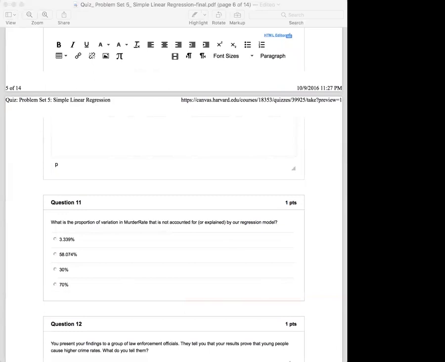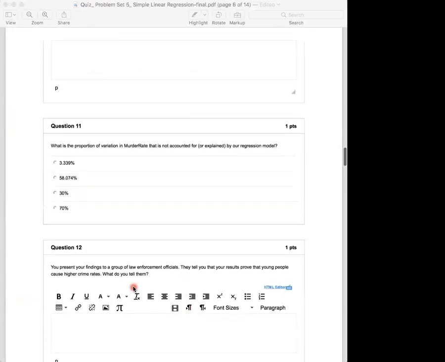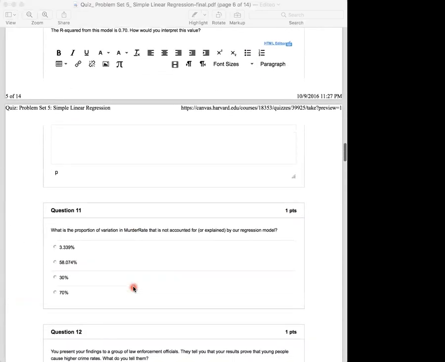So, to calculate this quantity, we simply take 1 minus R squared, which equals 0.3. So that's 30%. To give an example for 10 and 11, if we had an R squared of 1, then the proportion of variation in our outcome variable not accounted for or explained by our regression line would be 1 minus R squared, or 1 minus 1, which would equal 0.